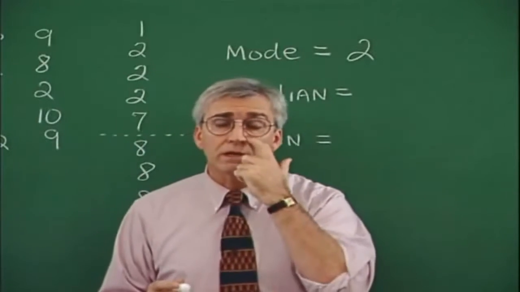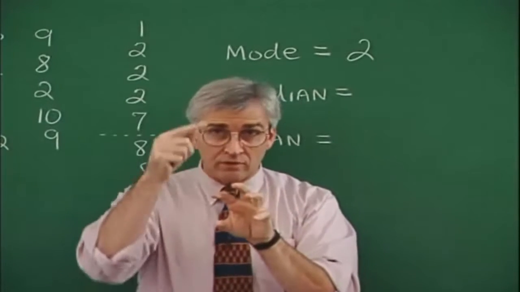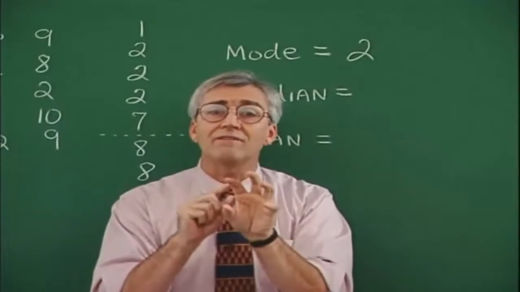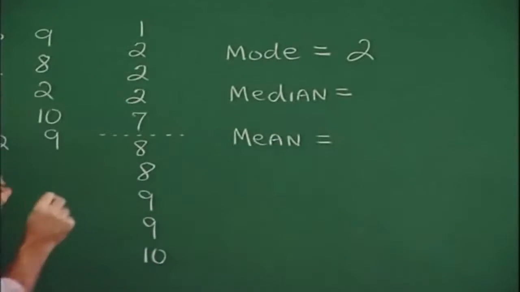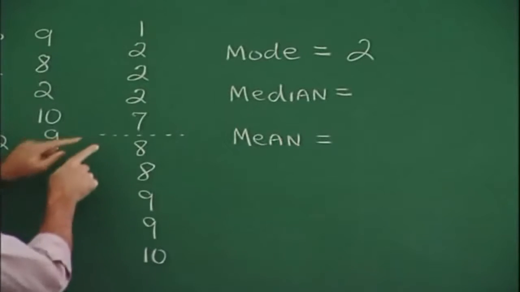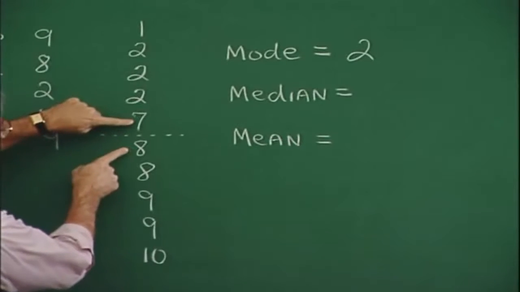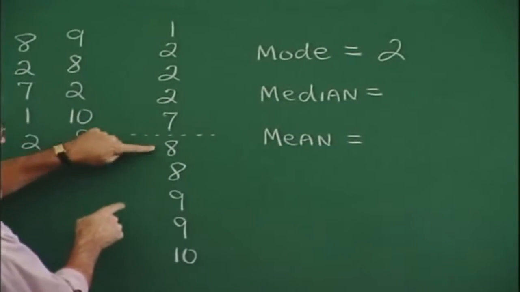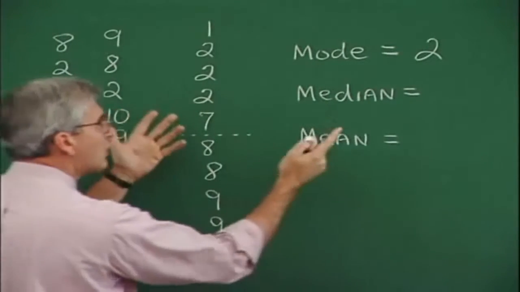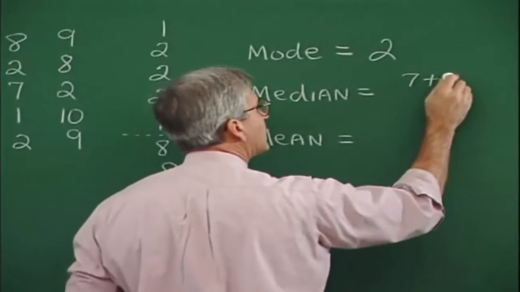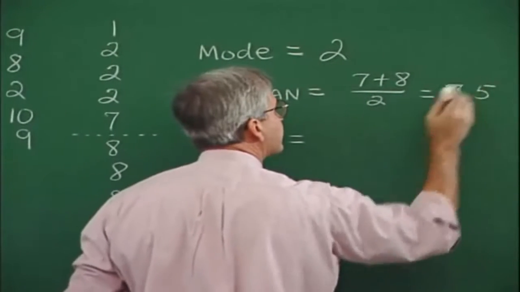If there were 11, it could be the 6th item, because if they're in order, the 6th one would have 5 items both above and below, so it would be an item in the data set. Here, it is not a value in the data set, it's in between 7 and 8. So we actually have to take the mean of 7 and 8. So we're adding 7 plus 8. Right in between 7 and 8 is 7.5. So to find this median, the calculation is 7 plus 8 over 2, and that turns out to be 7.5.